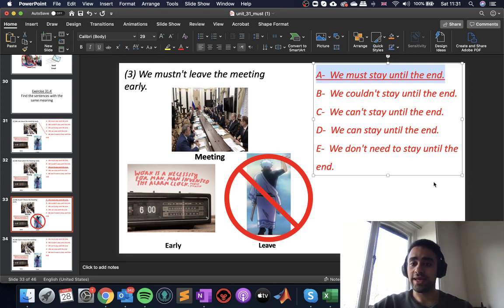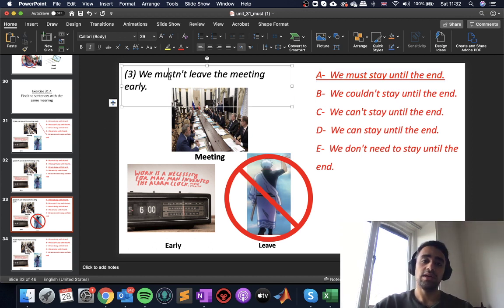And then we can't stay until the end. All of them are, the rest are wrong. We mustn't leave the meeting early means we must stay. So the opposite of leave, so we must not leave. The opposite of leave is stay, so not leave will mean stay here.